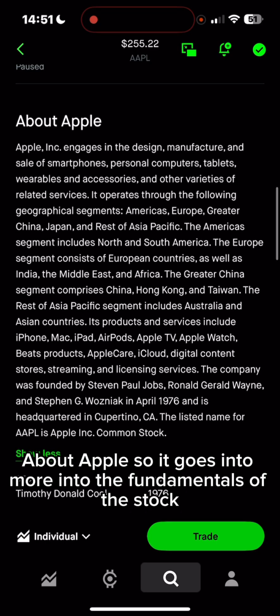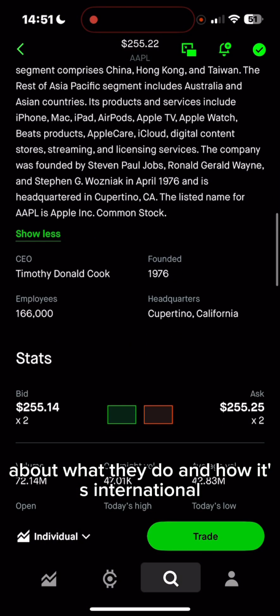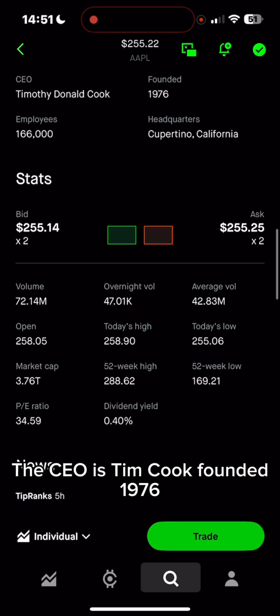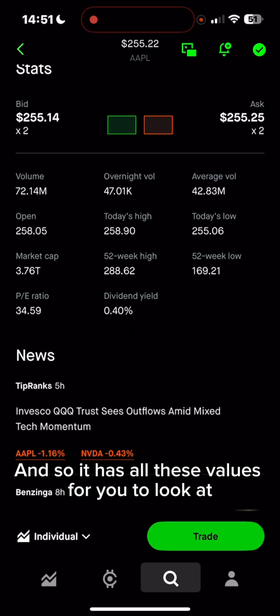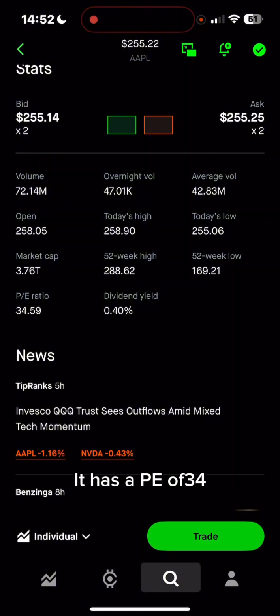About Apple, it goes more into the fundamentals of the stock, about what they do and how it's international. The CEO is Tim Cook, founded in 1976. And it has all these values for you to look at. Another one that's really important to look at is this PE ratio. It has a PE of 34.